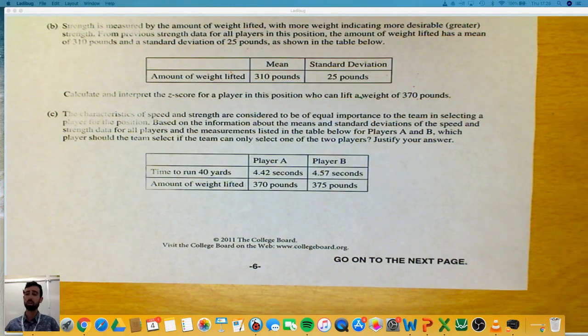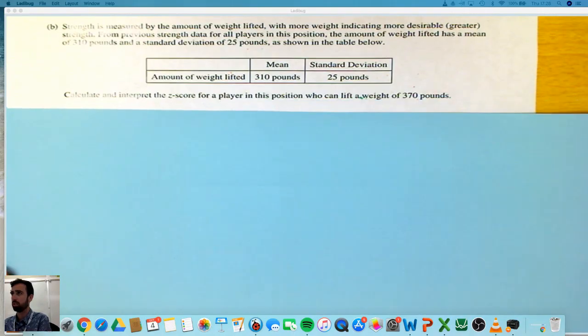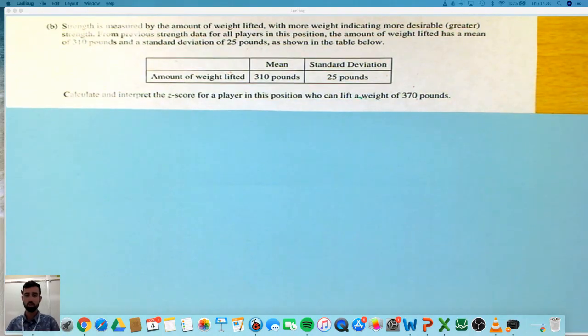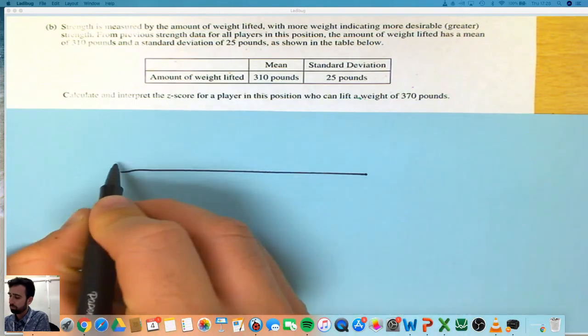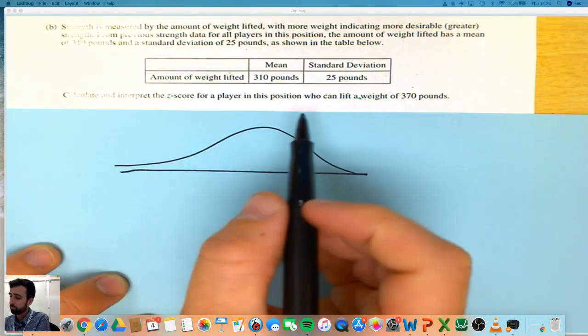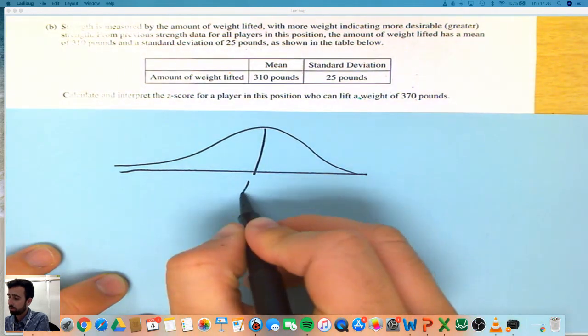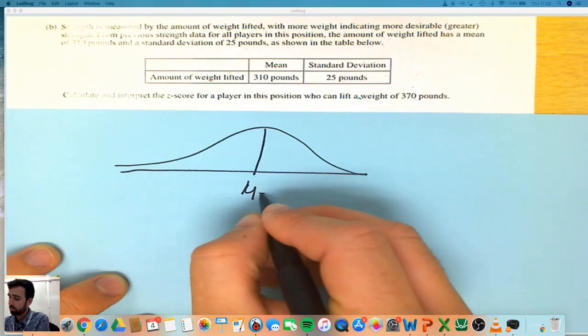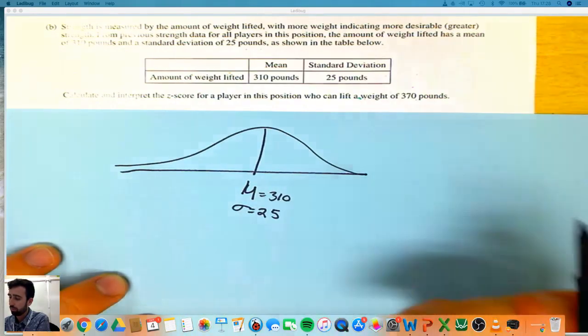So I always encourage my students to make sure that they actually draw this distribution and the normal curve. When you draw it, you actually physically get to see it, and it allows you to make a little bit more sense. So if I draw my distribution, draw my average, 310, standard deviation of 25.